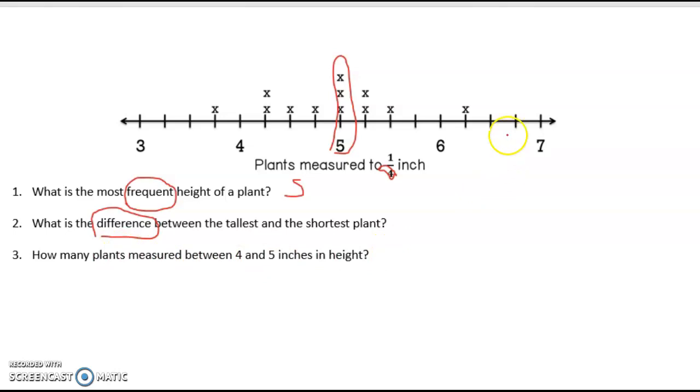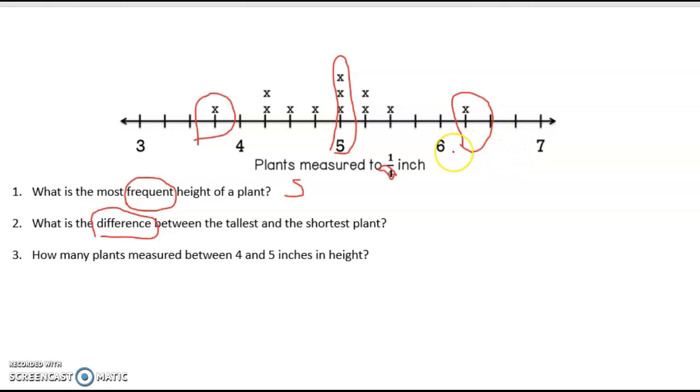All right, where's our tallest? All the way farthest to the right. Here's our tallest. Where's our shortest? The farthest one to the left. Okay, so what is the difference? What are we going to do with those two heights? We're going to subtract them. Okay, well, what's this height? I don't know. There's nothing on there.